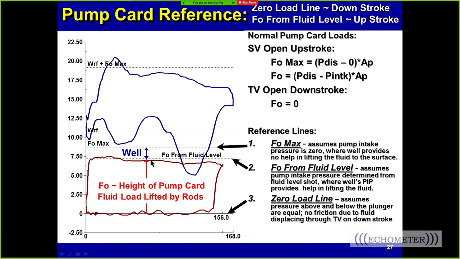If the well is drawn down to no pump intake pressure, which, there's always going to be some pressure, then this pump card load line shouldn't go up above this FO max load line if there's no mechanical friction. So this load line is the top, the maximum, if the pump intake pressure is zero. So you should see the pump card plot between zero and FO max. And this is the calculations of how these are calculated.